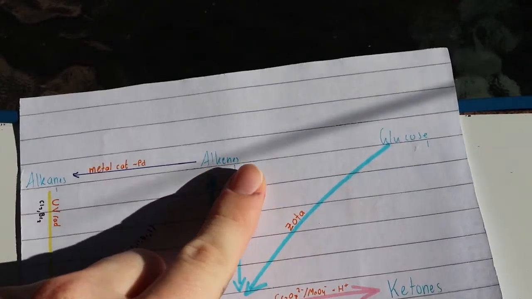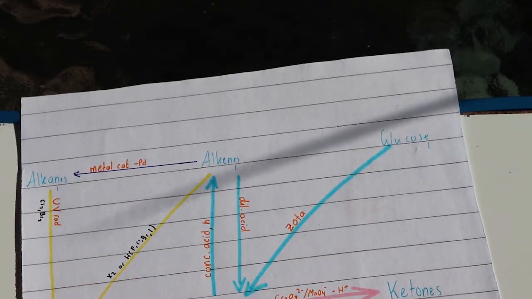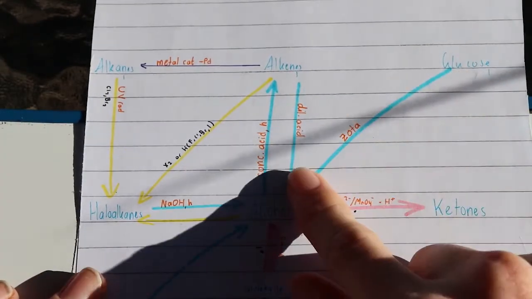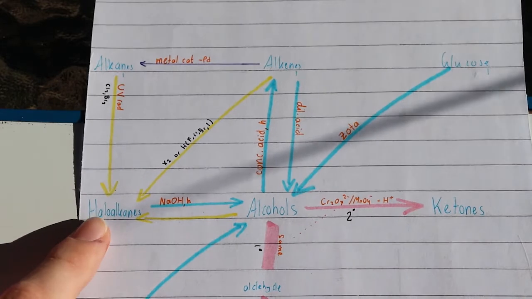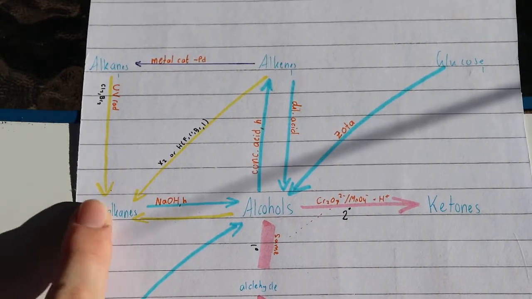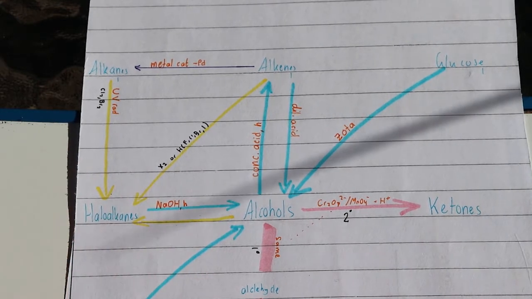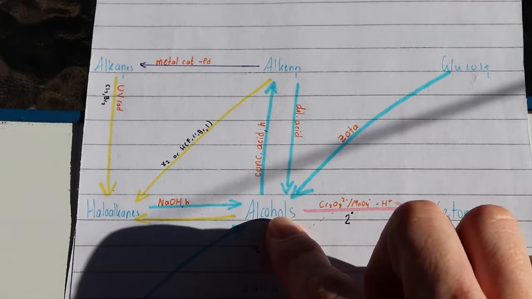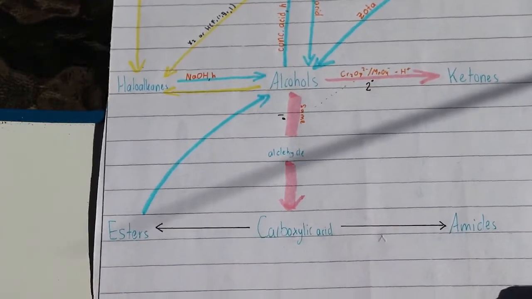Alkanes, alkenes, we have alkynes but they're not on here. Glucose, which is not something we've discussed, but we can talk about it briefly. We have haloalkanes, which is when we have an alkane and we substitute one of the H's with a halogen, like chlorine, bromine, iodine, whatever. We also have alcohols, which have that OH functional group we were talking about.